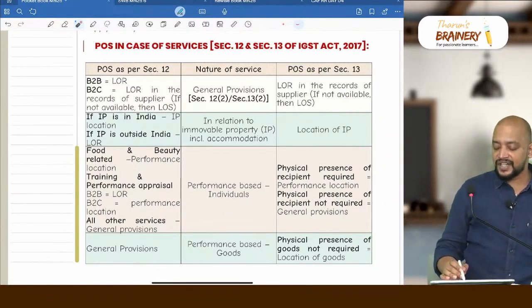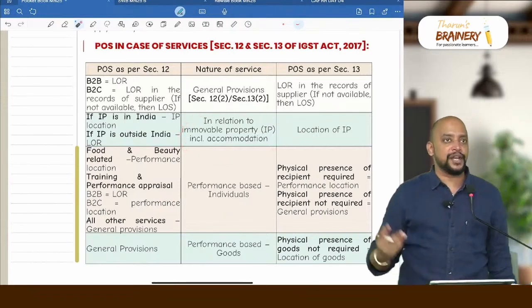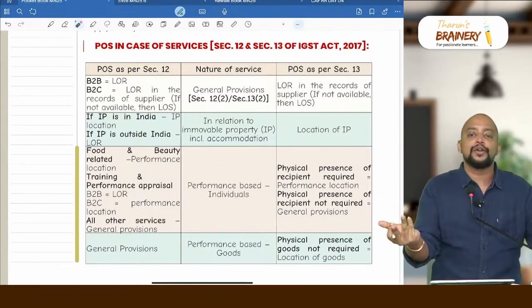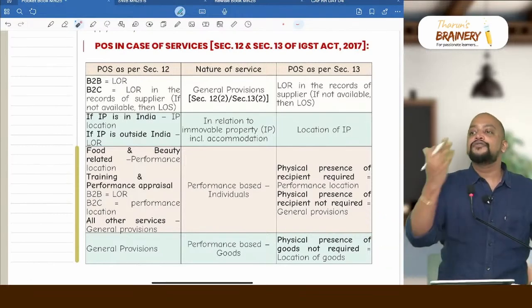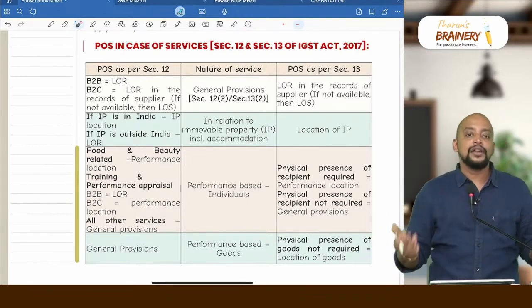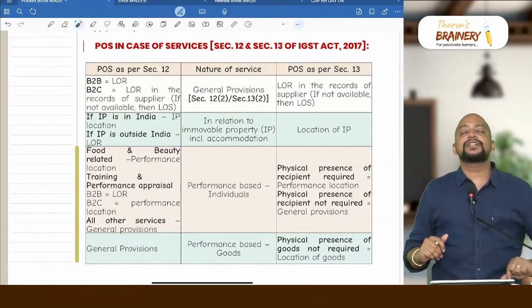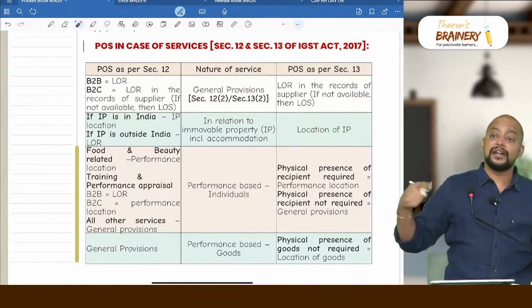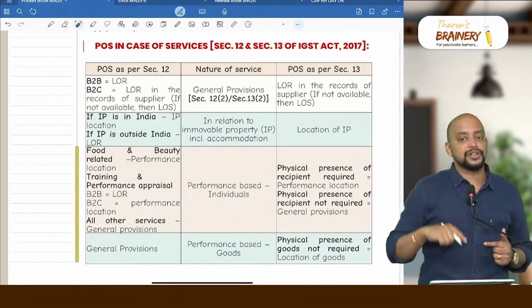First, suppose it is service in relation to immobile property, use your logic. In relation to immobile property, location will be taken as place of supply. For 12 also same, 13 also same, location of immobile property. But for 13, one special point is there. Suppose the property is located outside India, then location of recipient.